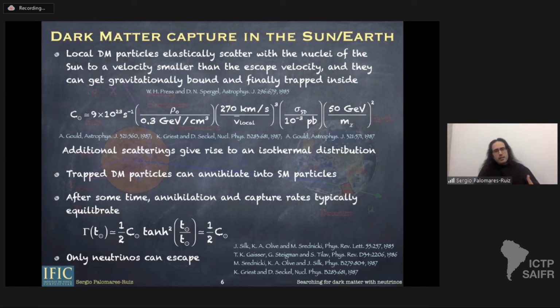If equilibration takes place, the annihilation rate is proportional to the capture rate, and the capture rate is proportional to the scattering cross-section. This is why these searches are complementary to the direct detection searches of dark matter: both depend on the scattering cross-section. What makes neutrinos unique in this type of search is that among all the standard model particles that could be produced in the interior of the Sun from dark matter annihilations, only neutrinos can escape and be detected at detectors. This was soon realized after the proposal of the idea.